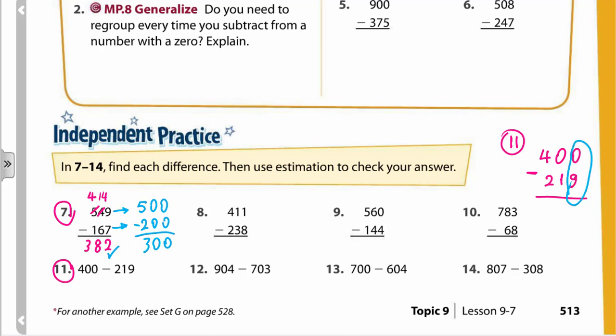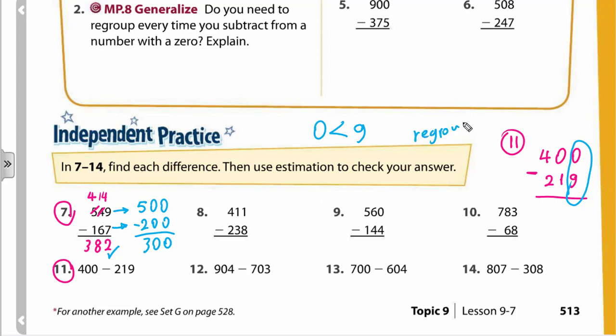0 minus 9 equals 0 or 9? Equals 9. But as we know, 0 is less than 9. Can you take away 9 from the 0? No way. So, we will try to regroup.